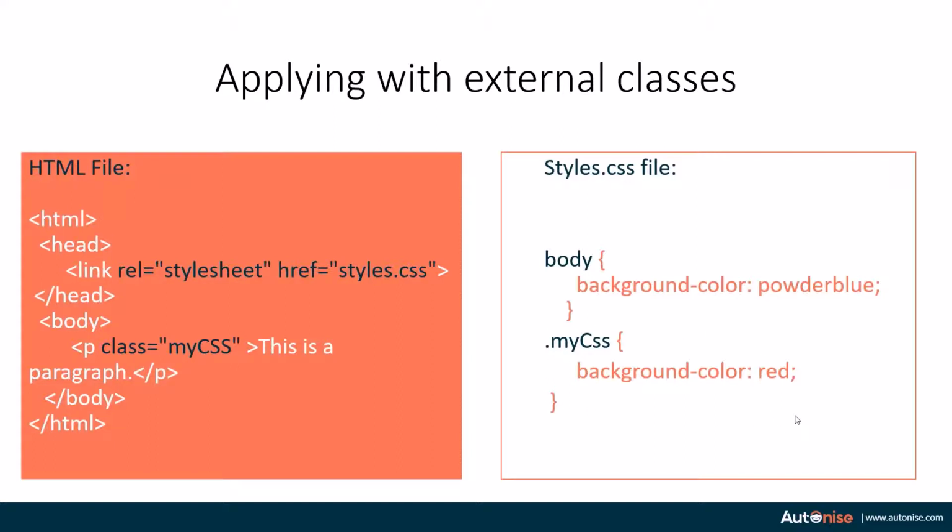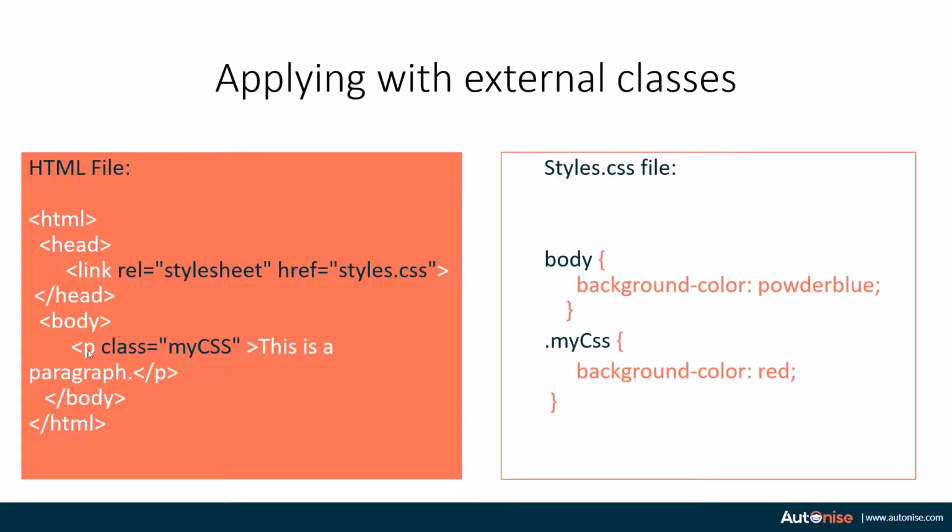Once we have defined this class, we can use this class in different elements. To use this class, you need to use the class attribute. So over here, you can see that we have the p tag. Inside the p tag, we use the class attribute inside which we put the class name. You may notice that we have not added the dot before my CSS. So the dot is just used to specify that this is your class, but while using the class, you don't need to specify the dot.